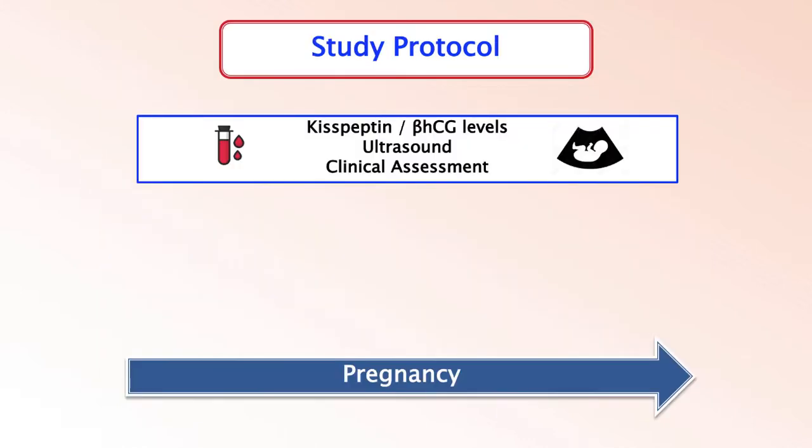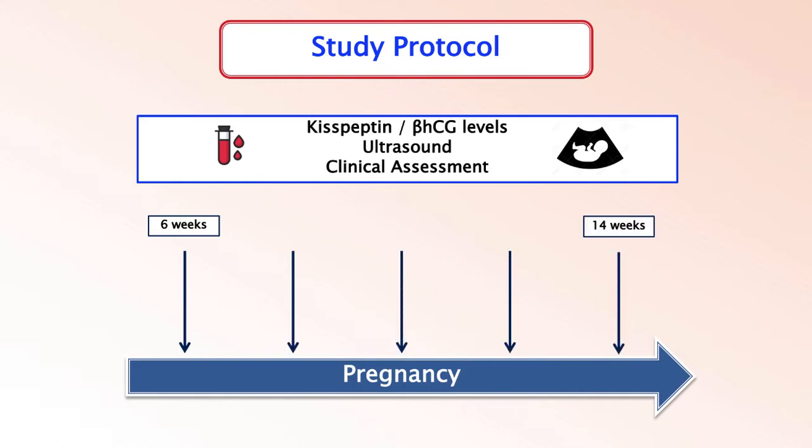Therefore, we recruited pregnant women who presented to our early pregnancy assessment unit during the first trimester either to seek reassurance or after experiencing symptoms of possible pregnancy loss. Intrauterine pregnancy was confirmed at first assessment, and women were then invited to attend every 2 weeks during the first trimester or until pregnancy outcome was confirmed. An ultrasound scan was performed at each visit, and a blood test was conducted for plasma kisspeptin and beta-HCG levels.